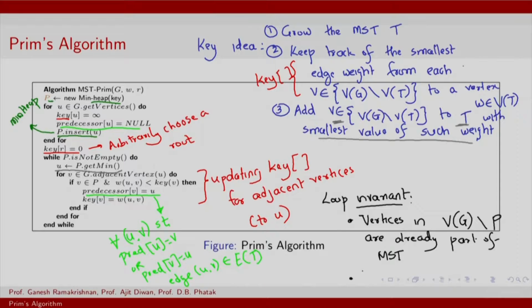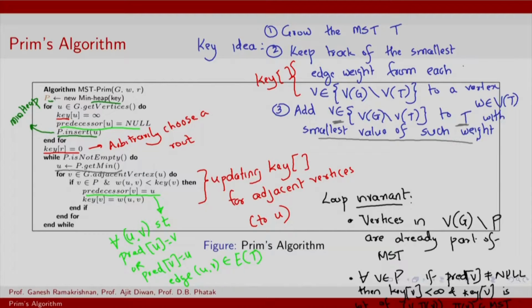So for all vertices V which are part of the priority queue Q, if the predecessor of V is not nil, then the key corresponding to V should be finite, and key[V] is the weight of the edge going between V and pi[V], where pi[V] is basically already a part of the minimum spanning tree constructed so far.